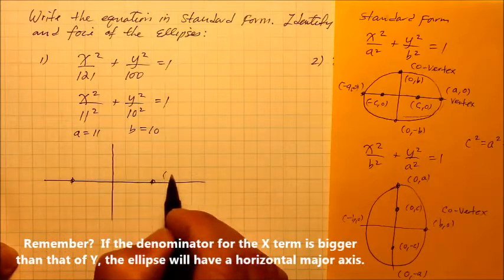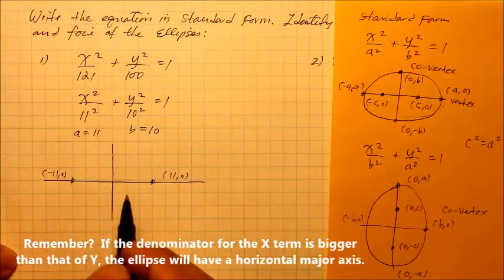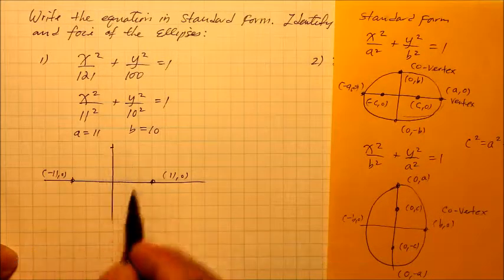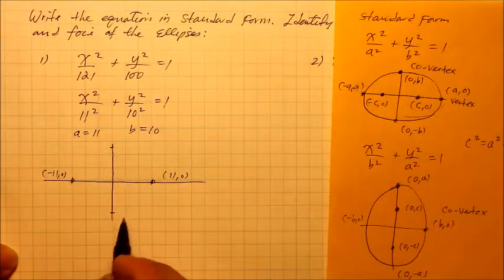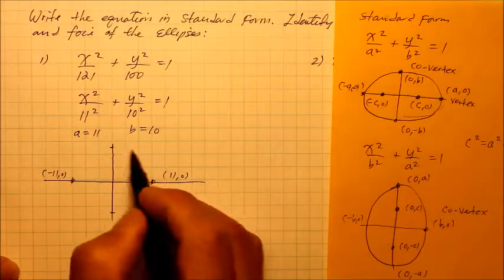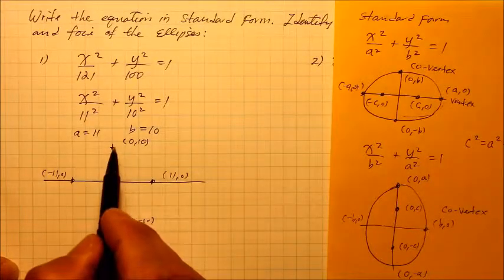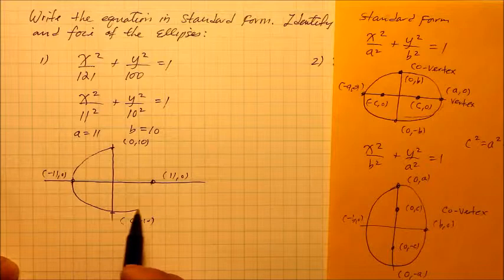So the vertex coordinate here is 11, 0. Then this will be negative 11, 0. And let's say this is 10, and then this is 10. So the coordinates for the co-vertices are 0, negative 10 and 0, positive 10. And so I can estimate the ellipse shape this way.